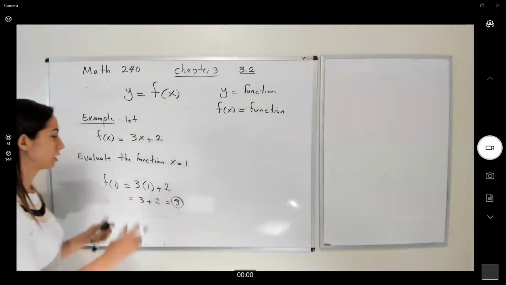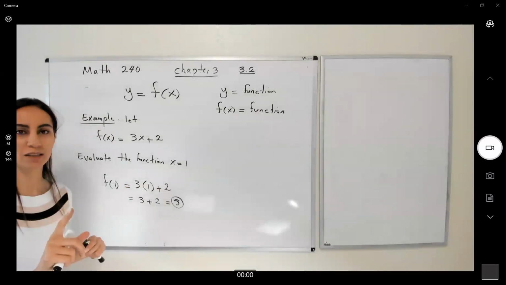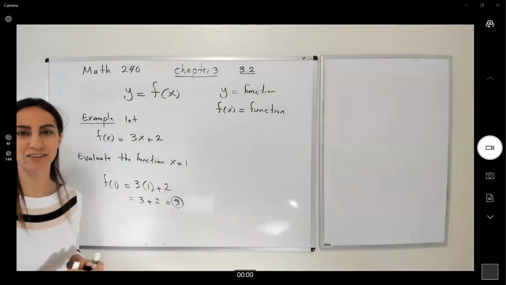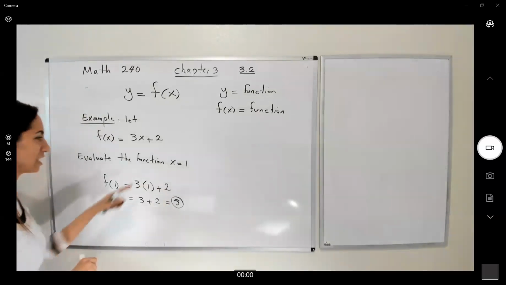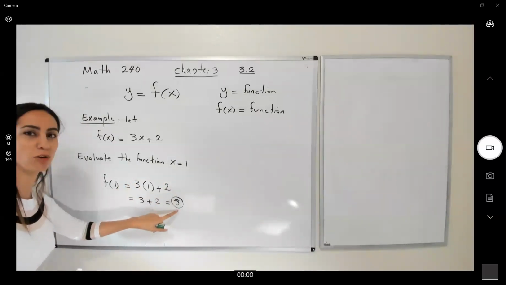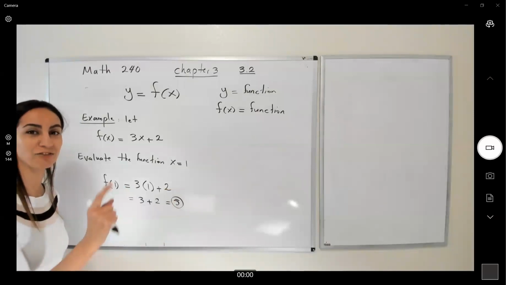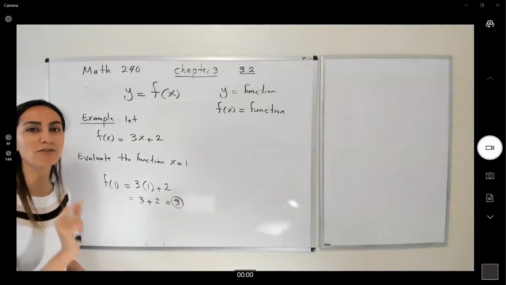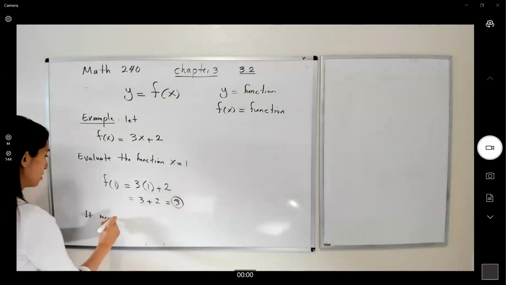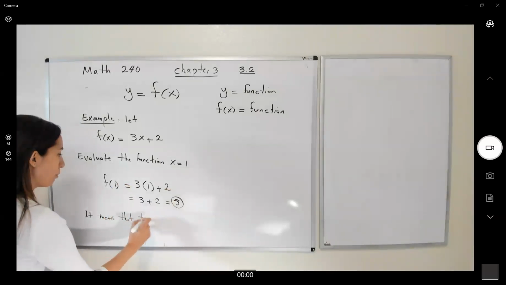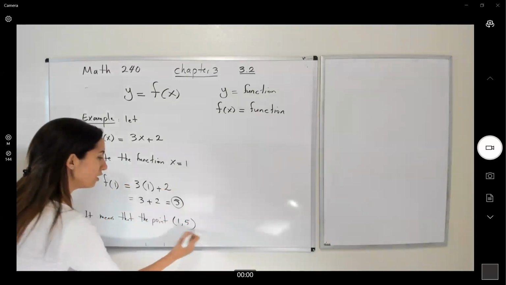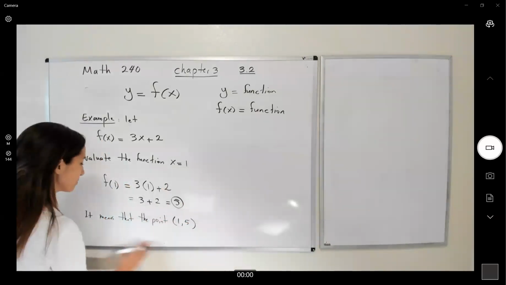So f takes 1, it changes 1, and it gives you back 5. What's the meaning of that? It means that when x is equal to 1, your y is equal to 5. So you have the first point on the graph of the function. The point (1, 5) is on the graph of the function.